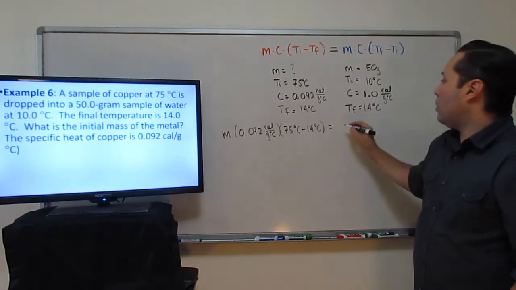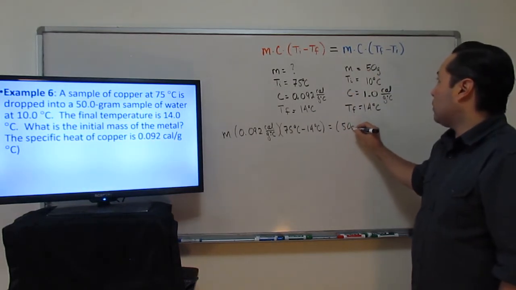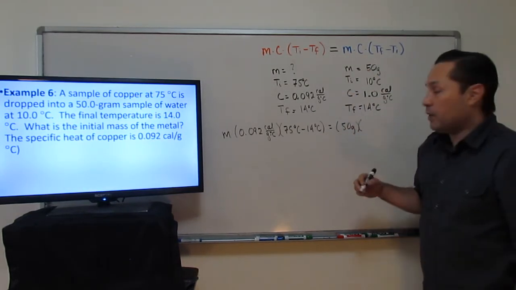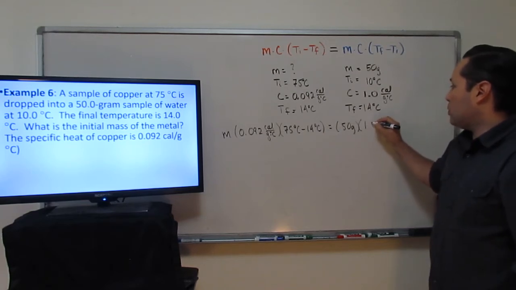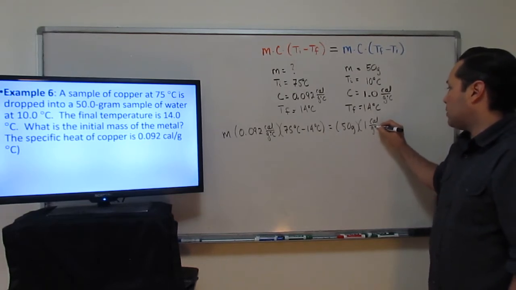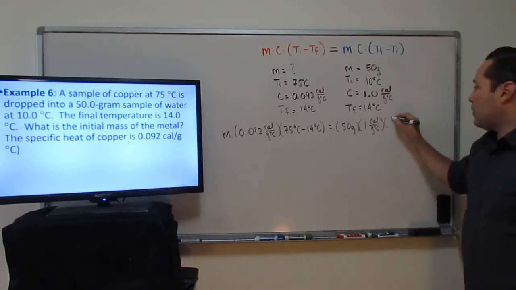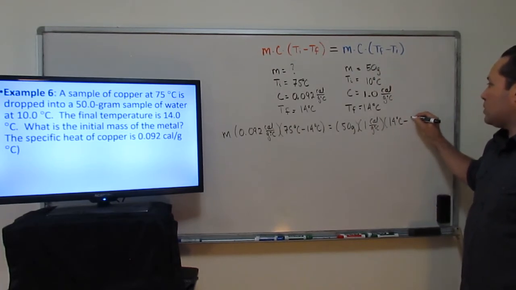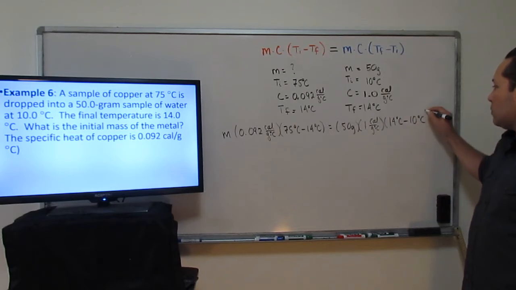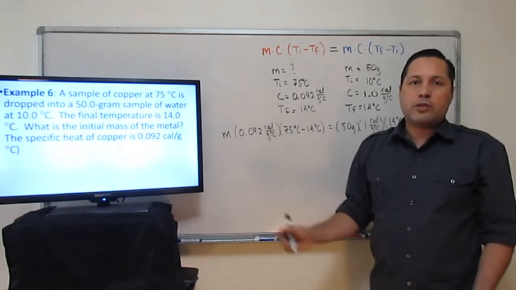Next, the mass of the water is 50 grams, multiplied times the specific heat of the water, which is 1 calorie per gram times degrees Celsius. And then it's Tf minus Ti. Tf is 14 degrees Celsius minus an initial temperature of 10 degrees Celsius. So that's all the values that we've got.